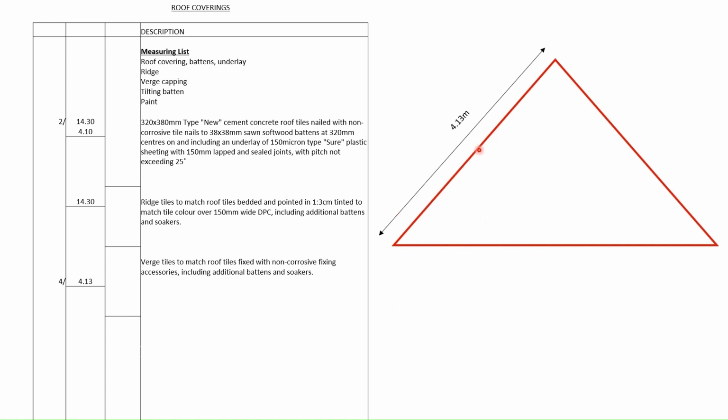And this length we would have already determined, obviously, when we measured the roof slope. Okay, and that is 4.13 meters. So we take that dimension as it is, we put it in our dimension column, and then we multiply it by 4 because we have two gable sides, and on each gable side we have two slopes. That is basically how you would go about measuring for the verge tiles.